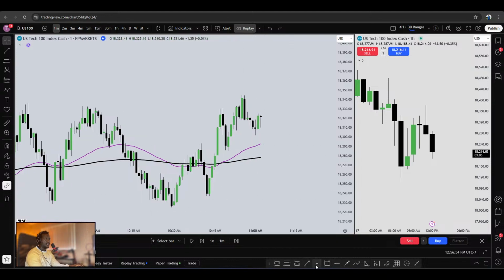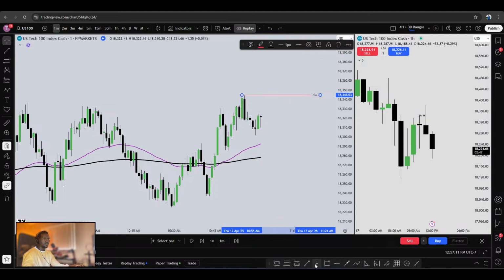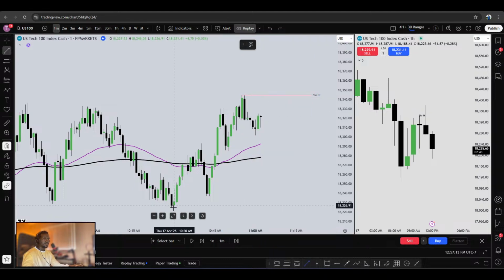So 11 a.m. high is this one. Now this is shoulda, coulda, woulda. Right there, that'll be the previous 1 hour high, and probably that could be the previous 1 hour low right there.